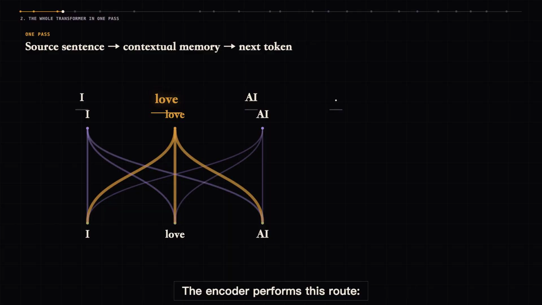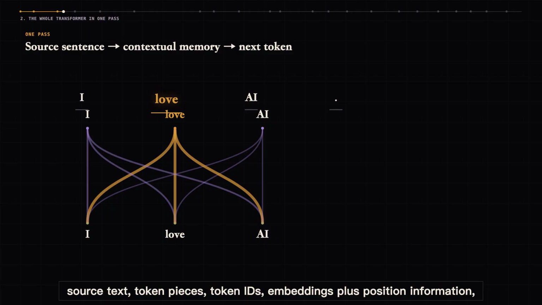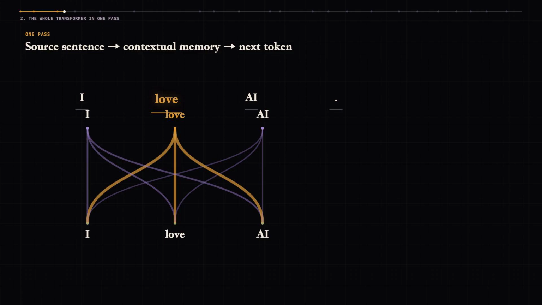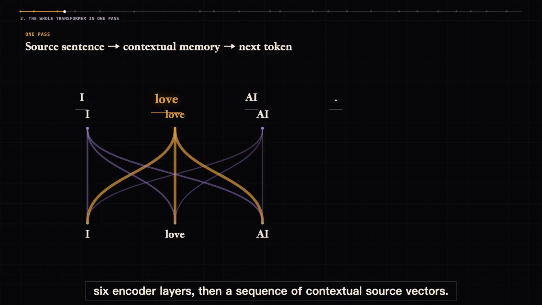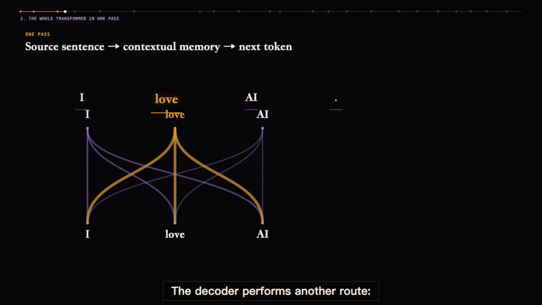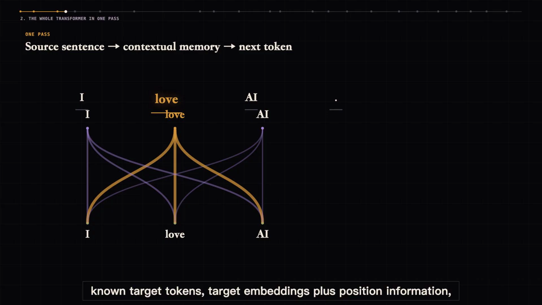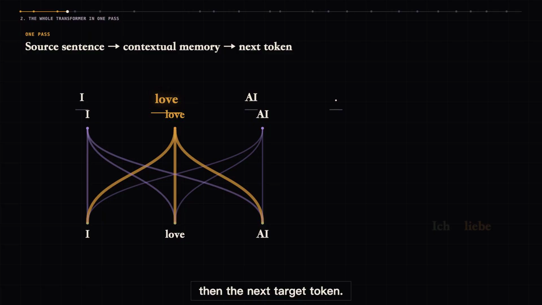The encoder performs this route: source text, token pieces, token IDs, embeddings plus position information, 6 encoder layers, then a sequence of contextual source vectors. The decoder performs another route: known target tokens, target embeddings plus position information, 6 decoder layers, vocabulary logits, softmax probabilities, then the next target token.